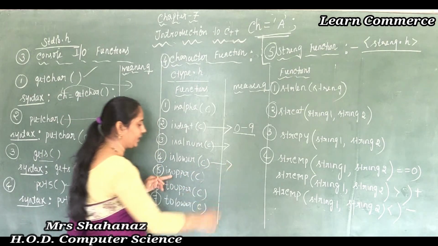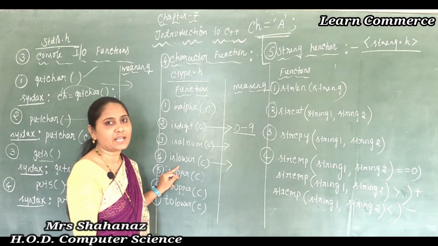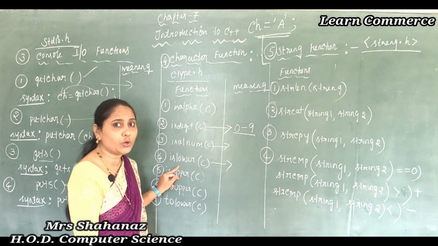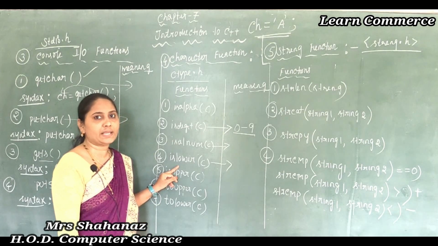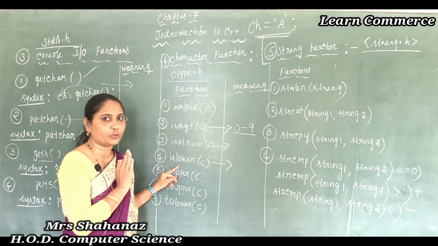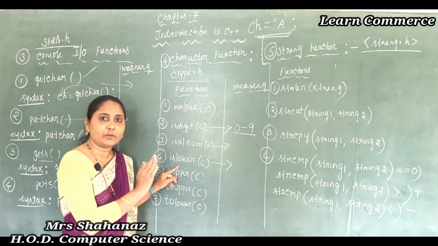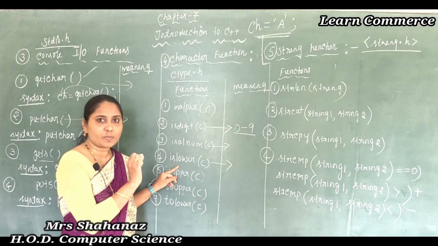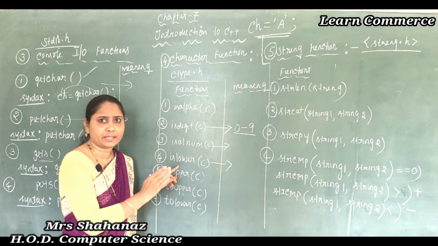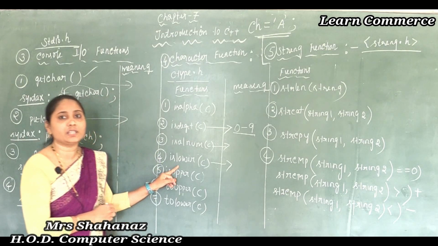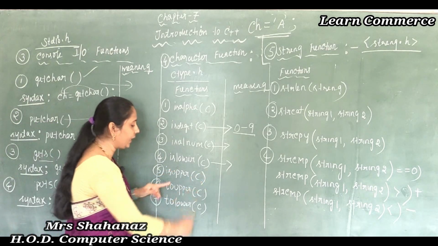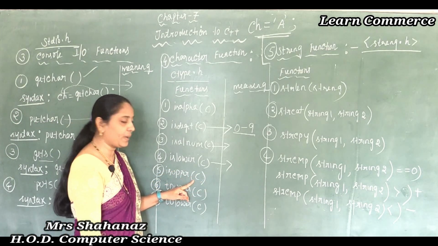And later, the next one is islower of C. As we know, it returns true when C is a lower case letter. Clear this point here? If an upper case letter comes, then it gives false as the result. If we use C as a lower case letter, okay, the character value, if you are going to take a lower case letter, then it is going to return the value as true. Clear this point?